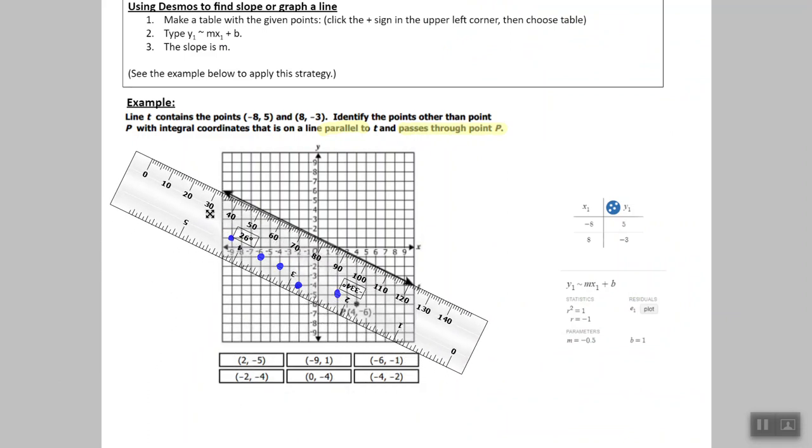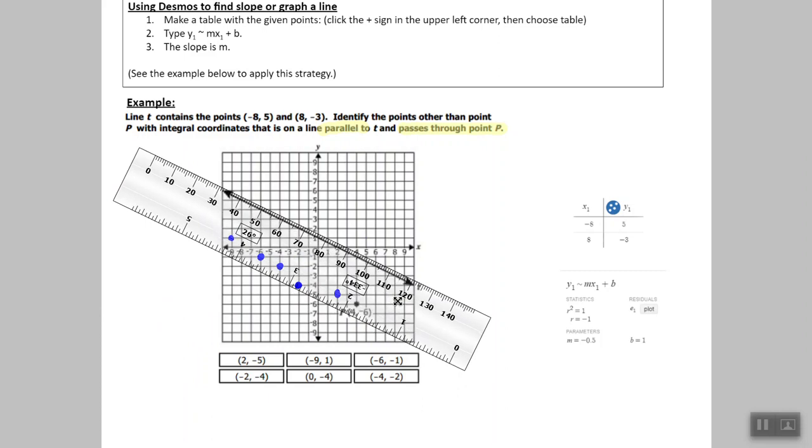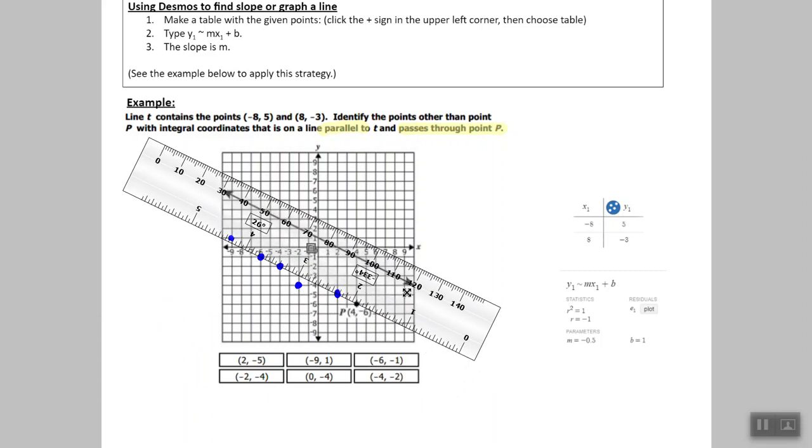This is a rectangle, and the sides of the rectangle are parallel. So once I line up that ruler exactly along that line, I can then line it up along point P and see which other points also line up along that side of the ruler. Notice these two are left out, but these three are good. So I'm going to choose those points as my answers: -5, -6, -1, and -4, -2. And those are going to be my choices that I will select.